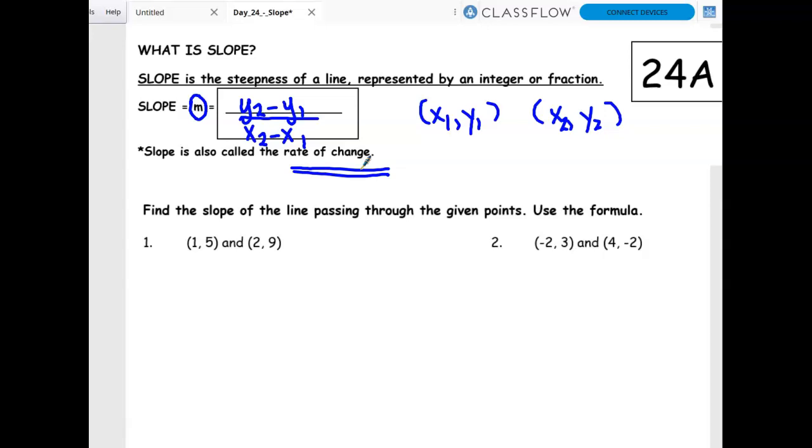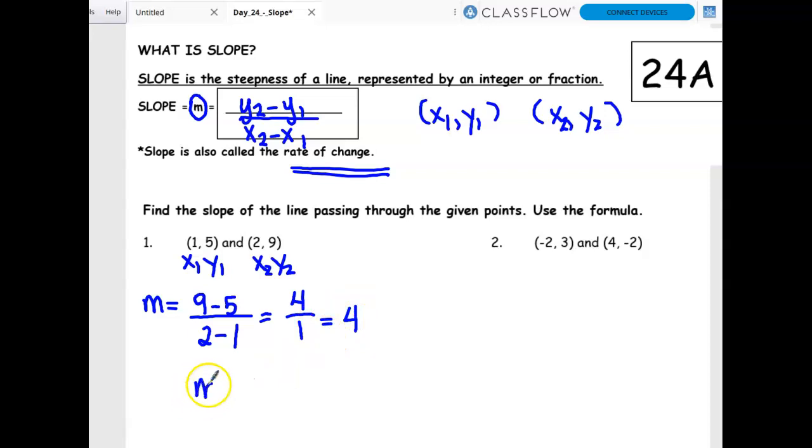If we want to find the slope of the line passing through the given points, we're going to use the formula. I have two points. Again, this is an x and a y, this is an x and a y. This is my first point, this is my second point. When I use the formula, my y2 would be 9, my y1 would be 5. So we're taking the difference of the y coordinates divided by the difference in the x, so x2 minus x1. We end up with 4 over 1, which is 4. So my slope here is 4, and that's a positive slope.